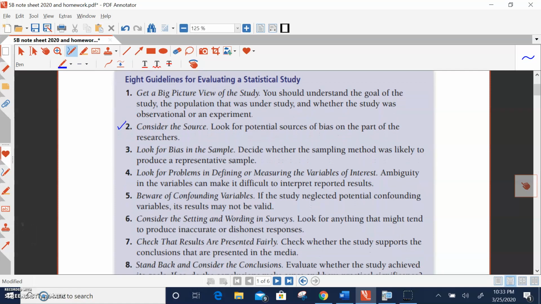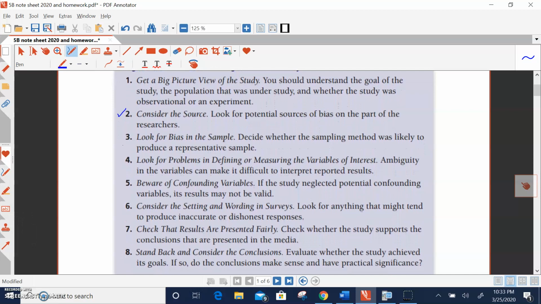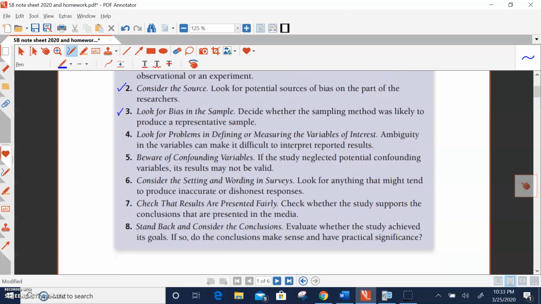Look for bias in the sample. Decide whether the sampling method was likely to produce a representative sample or the sampling method could cause there to be bias in the study. See if there are some problems defining or measuring the variables of interest. And the variable of interest is just what you want to find out about that population. It should be very understandable and easy to interpret.